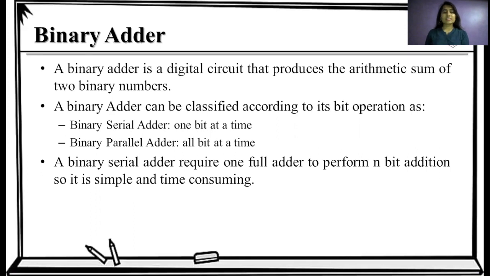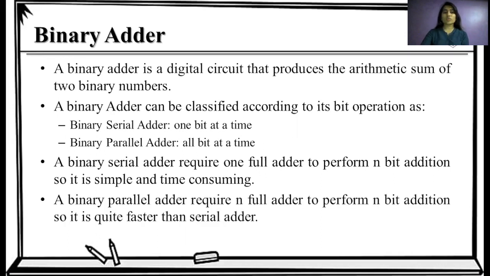A binary serial adder requires one full adder to perform n-bit addition, so it is simple but time consuming. A binary parallel adder requires n full adders to perform n-bit addition, so it is quite faster than a serial adder.